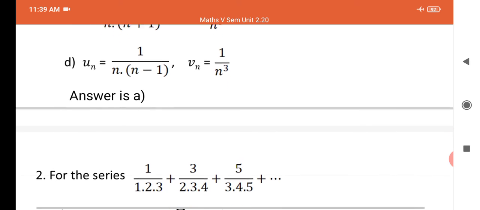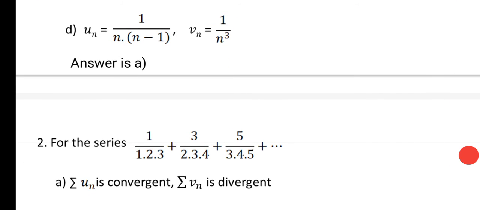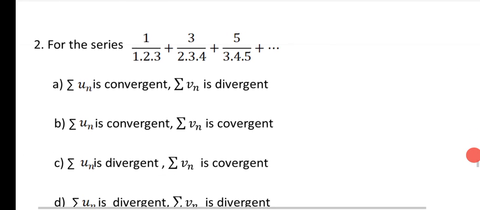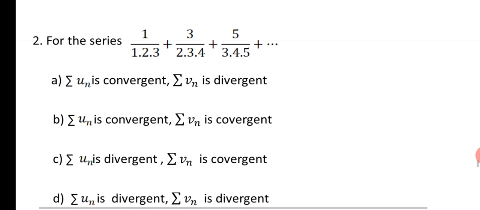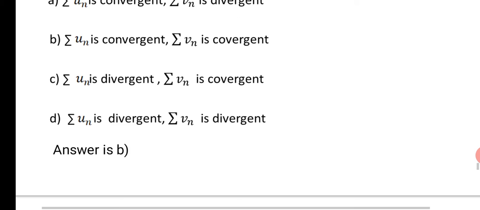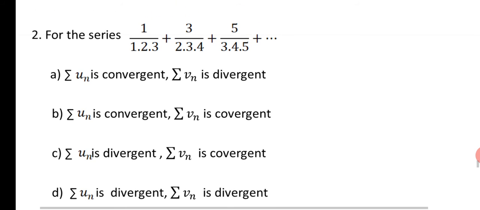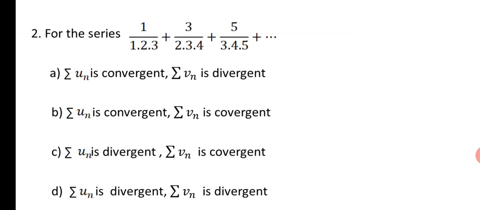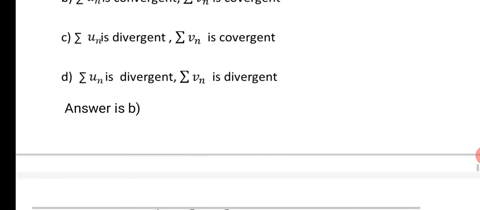Similarly, the second question: for the series 1 by 1 into 2 into 3 plus 3 by 2 into 3 into 4 plus 5 by 3 into 4 into 5 plus etc. The answer for this series is B. Here summation un is convergent, summation vn is also convergent.